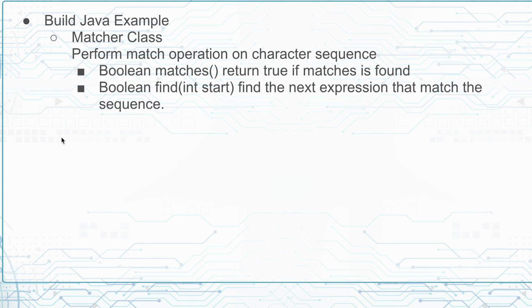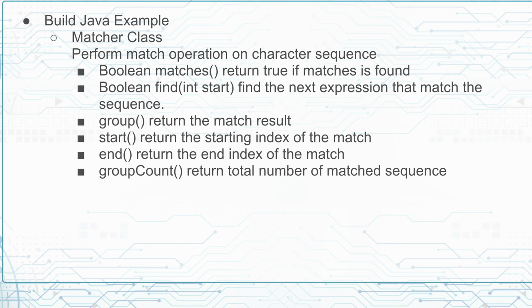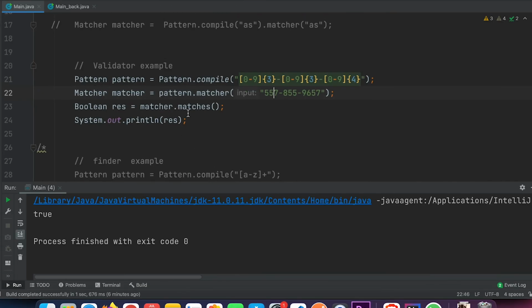We also have find, with the ability to set the start, to find the next expression that matches the sequence. We have the group method, which returns the match result itself. We have start to return the starting index of the match, and we have end to return the end of the match. We also have group count to return the total number of matched sequences. So to understand this, let's get to the Java example. In our first example, we have the validator example. We're gonna define a pattern, as we said, and we're gonna compile the regex pattern.